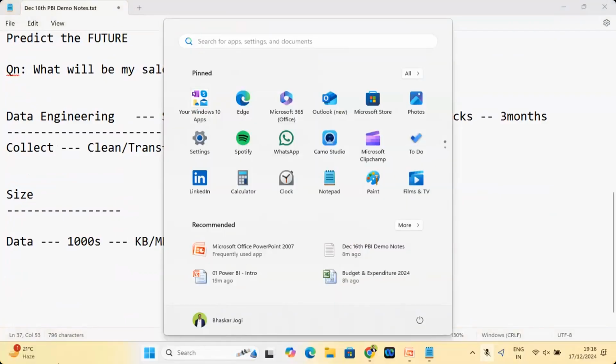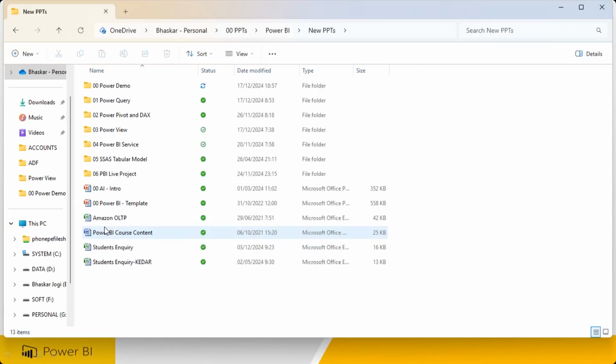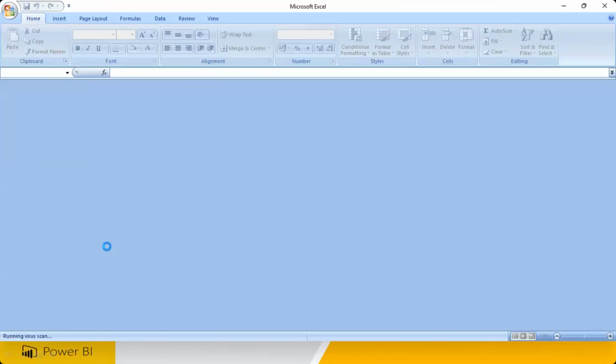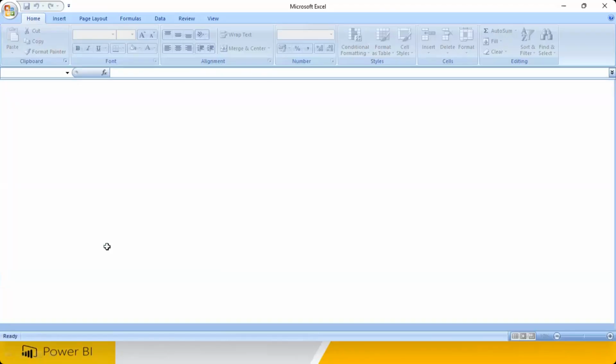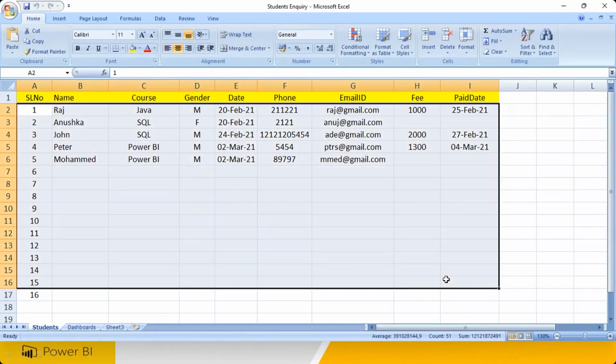What is the meaning of processing? Let me tell you. For example, every month I'm going to be getting a lot of data from the students. Every month we'll get a lot of inquiries, right? Raj is inquiring about Java. This is the inquiry date, and he had joined and paid a fee amount of $1,000, right? Anushka asked for SQL, gender female, and this is the email ID and everything. So I was storing all the data. She did not join like that. So I have the raw data. I'm going to be storing this data in one Excel sheet.